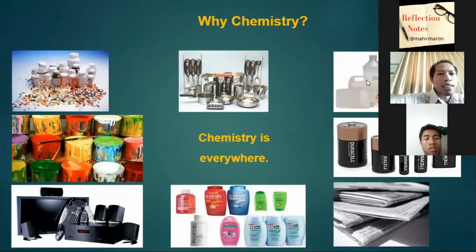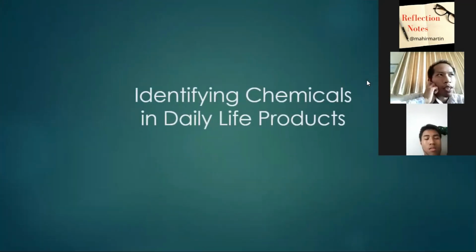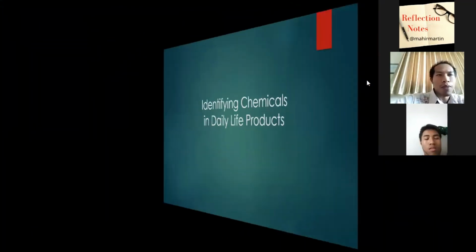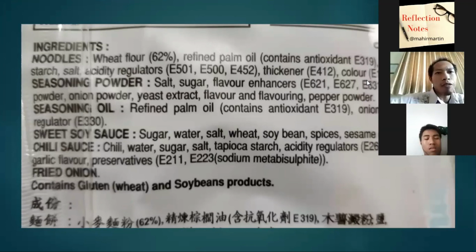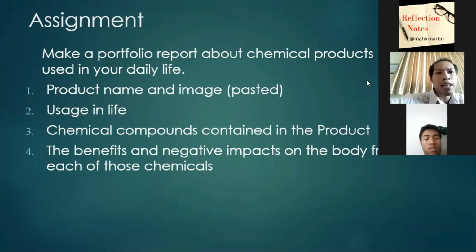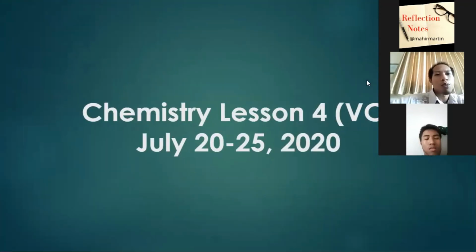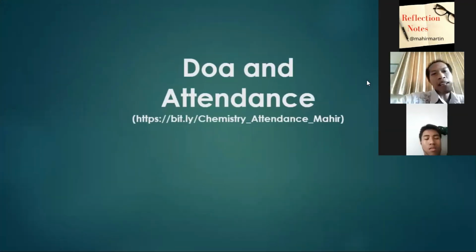As you can see here, those things are very familiar to you, and those things contain chemicals, and we learn all of that in chemistry. This is what we did in lesson number 3. We did the observation of chemicals in your daily life equipment, the daily life substances that you use, and most of you did this. Very good. So now we come to lesson 4 actually. The real lesson 4.